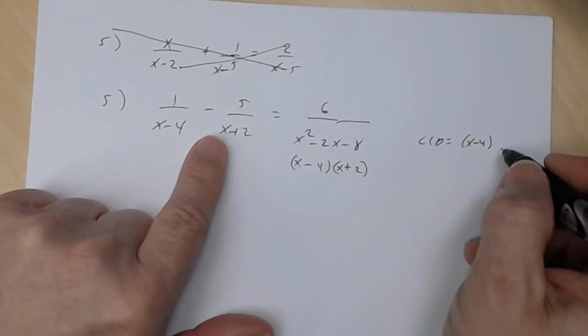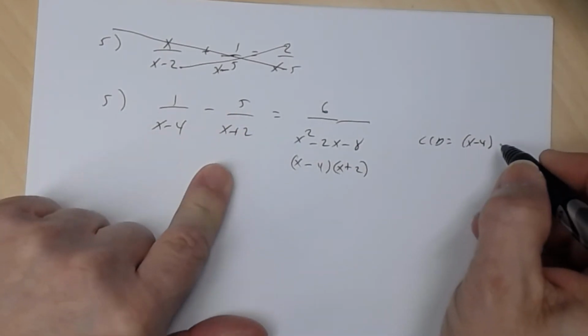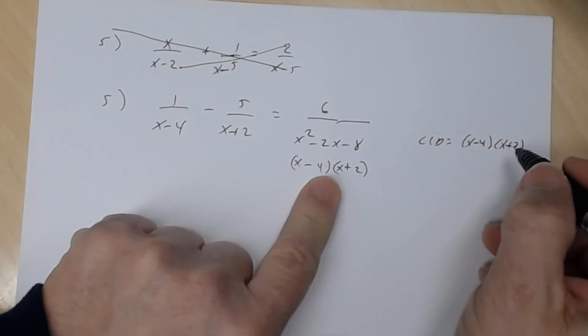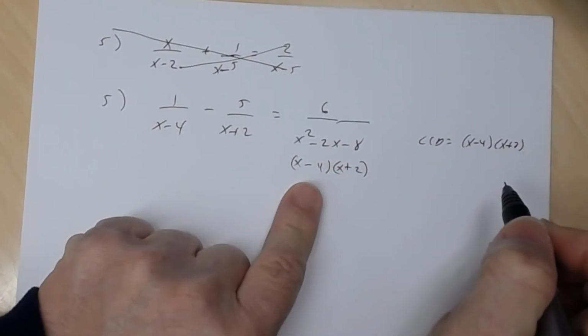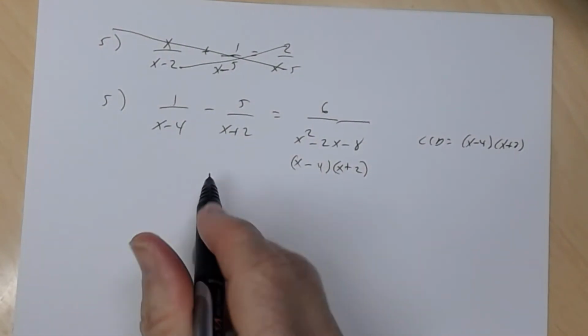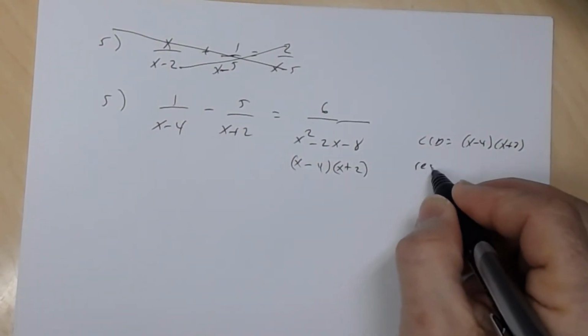Same thing here. If I'm going to make this a 1, then I've got to multiply this by x plus 2. So that's x plus 2. And then here, if I'm going to clear this, then I better see this, and I do. Okay? Okay, now, the next step is to multiply both sides by the LCD. So that's your LCD. Now, let's find the restrictions.